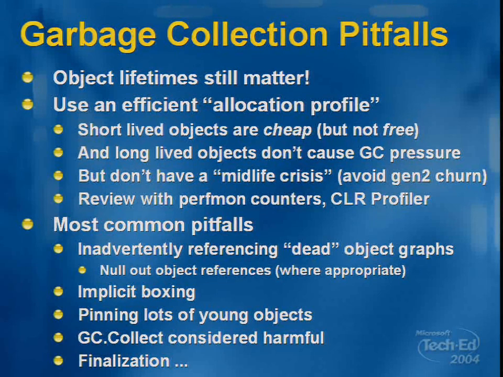What are some problems that people have moving to this new garbage collection regime? The first is that even though you're not freeing objects explicitly, object lifetimes still matter a lot in terms of the kind of performance that you see. As I said, short-lived objects are really cheap. We do only a few instructions, maybe 10 instructions, to allocate an object from that Gen 0 heap. We don't have to search any free lists or anything like that. And then to free these objects, we don't do anything. We don't visit them. We don't see them. They're free to free, almost.